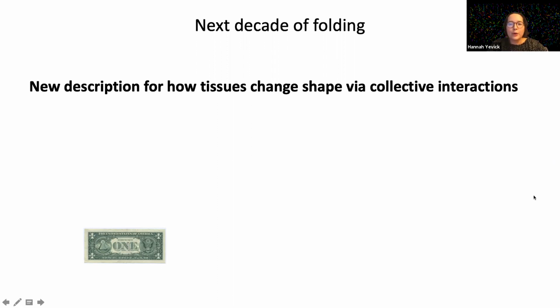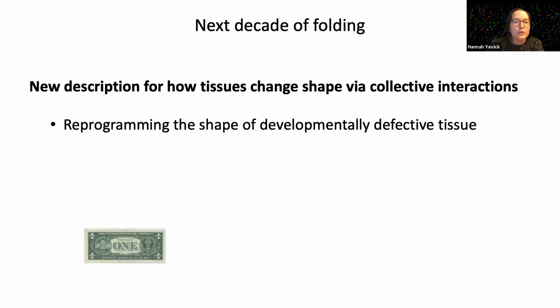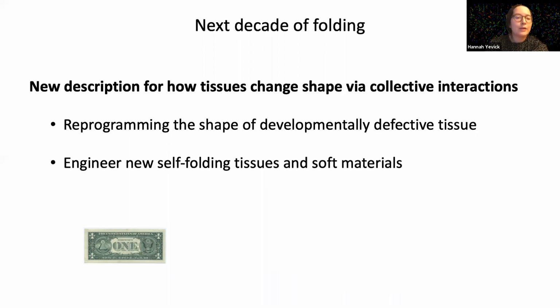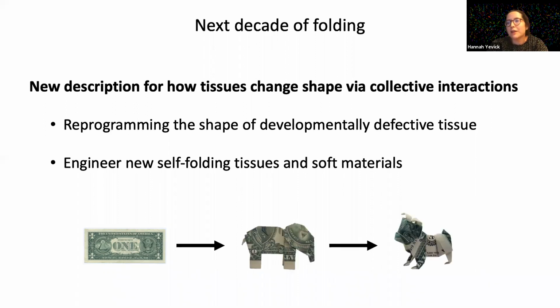So just to conclude, taking this tissue scale approach to decipher morphogenesis really has the potential for a new description of how tissues change shape that can be used when thinking about both reprogramming the shape of developmentally defective tissues, but also when thinking about how to engineer new self-folding tissues and soft materials. And so as you're thinking about, can we now form materials that, during development, form these complex 3D structures, but maybe also have some of these interesting properties of living tissues where they can reconfigure, change shape, and evolve over time as well.